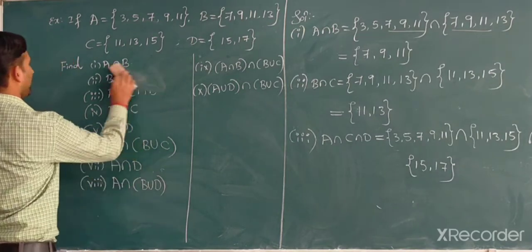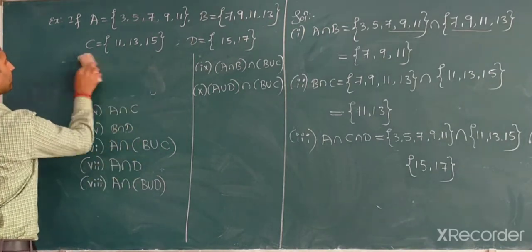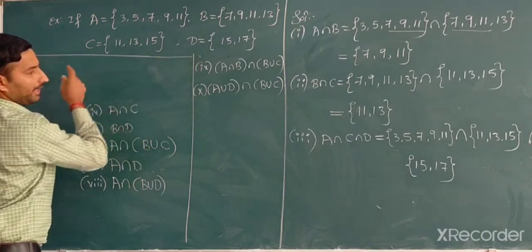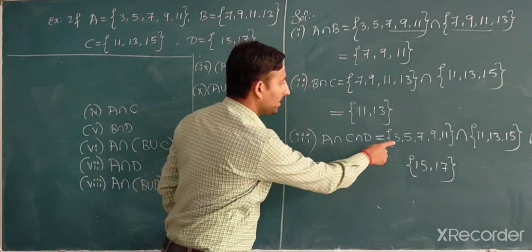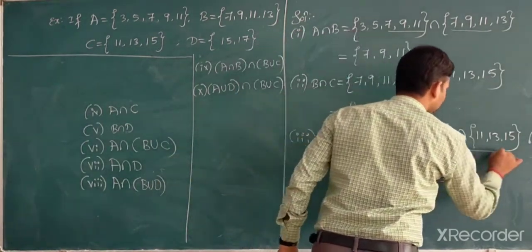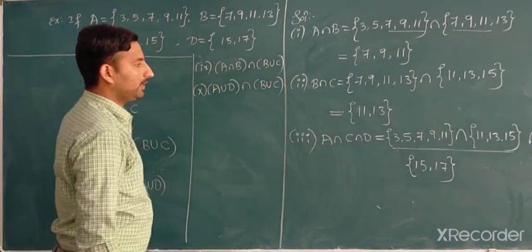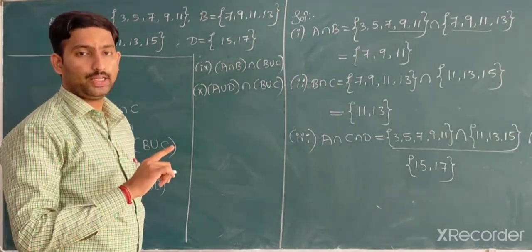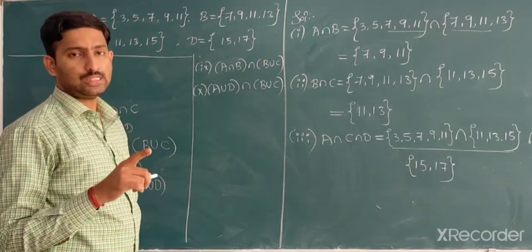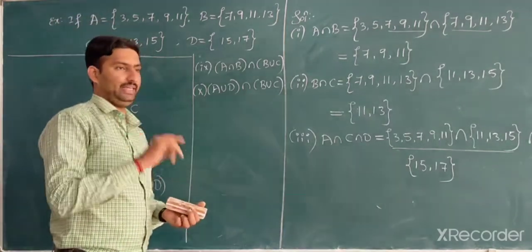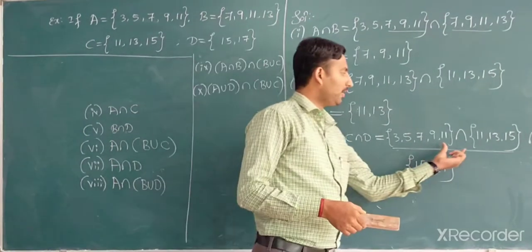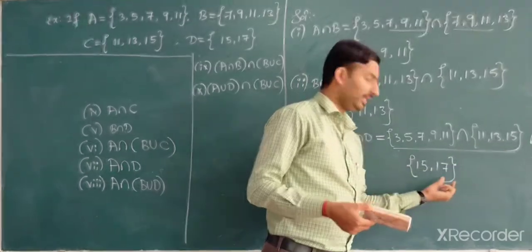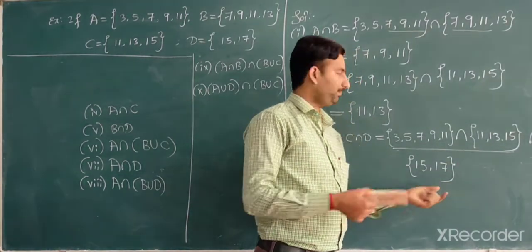Next, what are we going to take? The third question. I will write the answer here. First you club two sets, because there are three sets given. You are not able to take three at a time because we are going to use a binary operation. Means we have to take two sets first, take their intersection, and the resulting answer will be intersected with the rest of the sets.